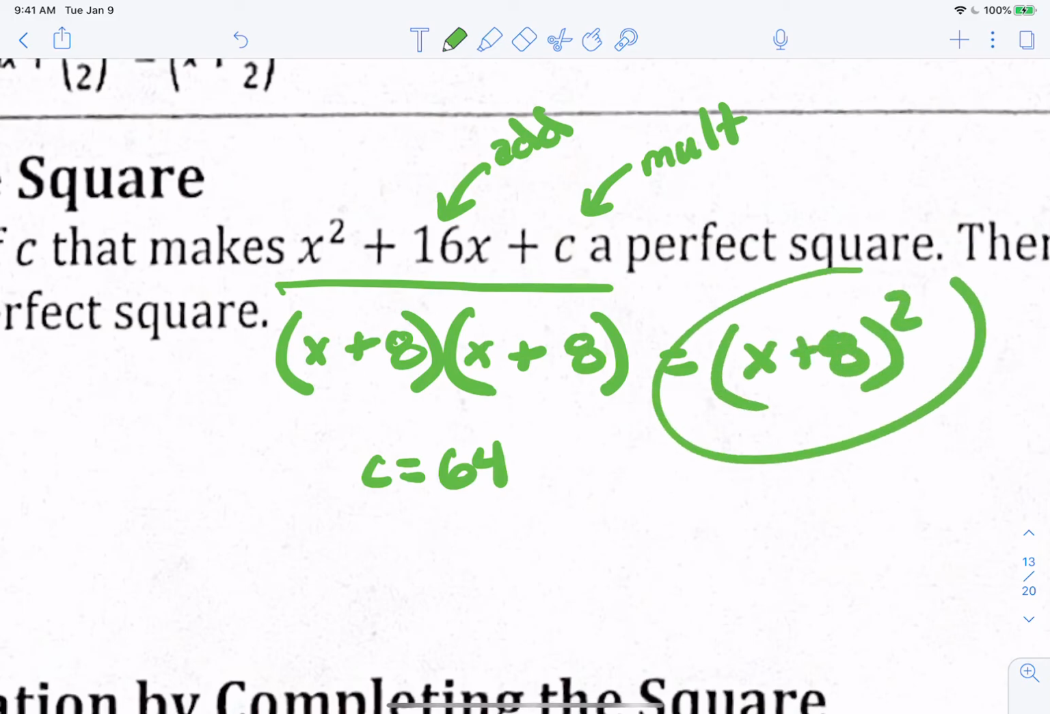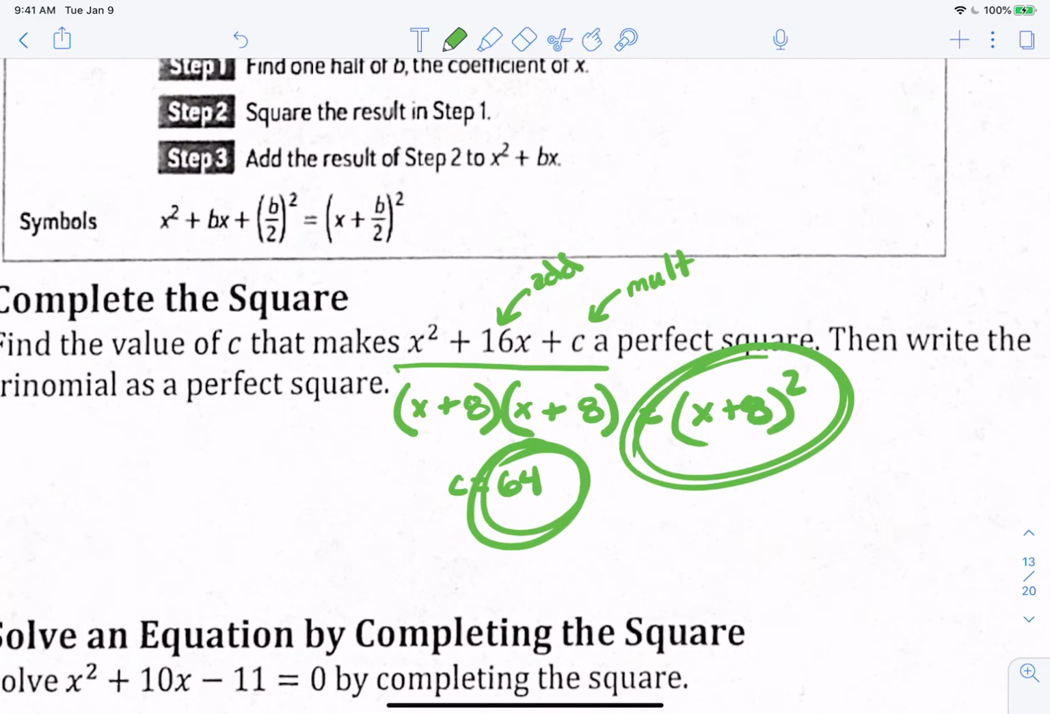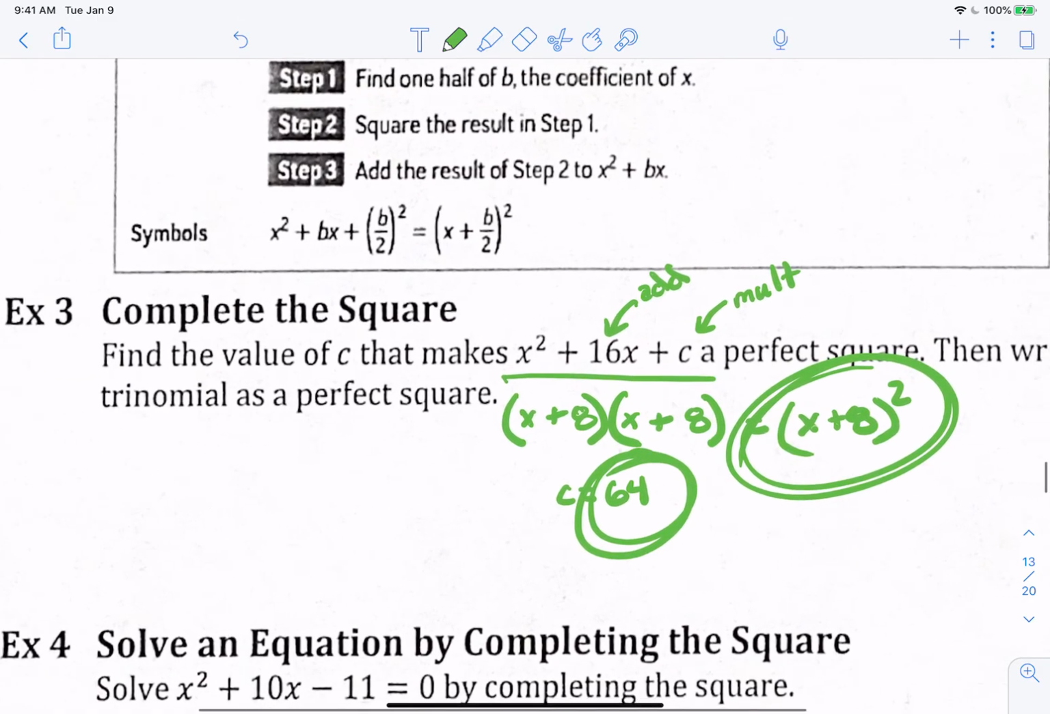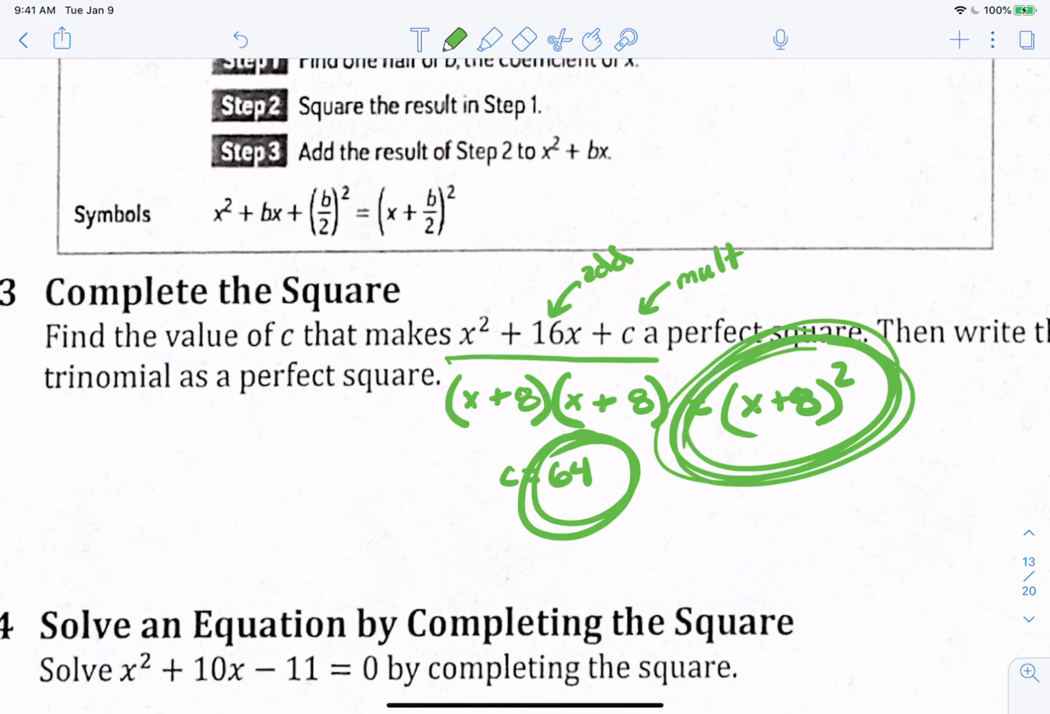Okay, so they want this as part of my answer and this as part of my answer. C is 64, and if I write it as it says, write your trinomial as a perfect square, it is x plus 8 squared. Okay, find the value of c. C is 64. I write it as x plus 8 squared.